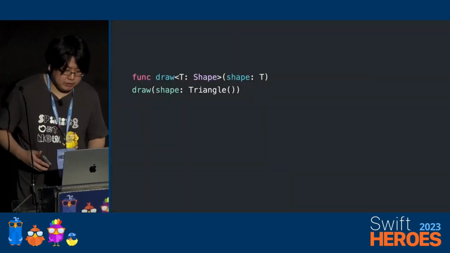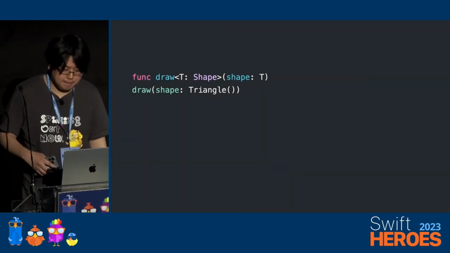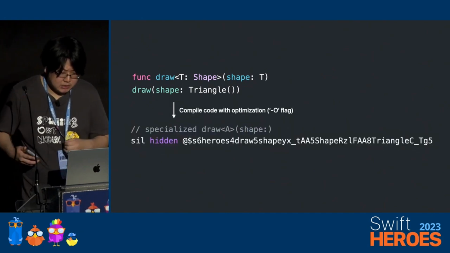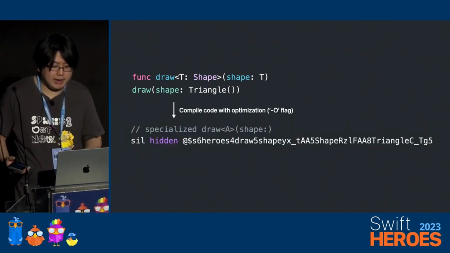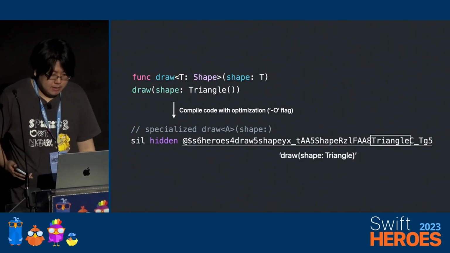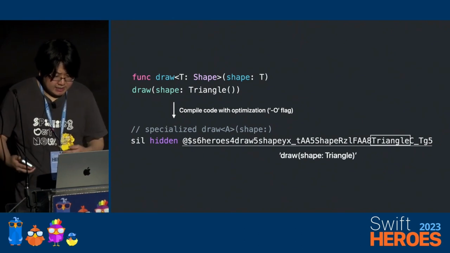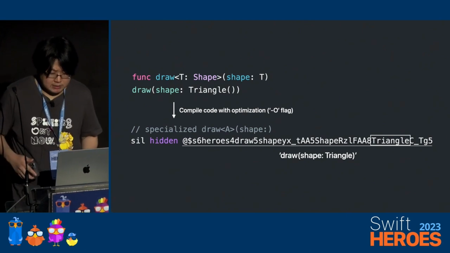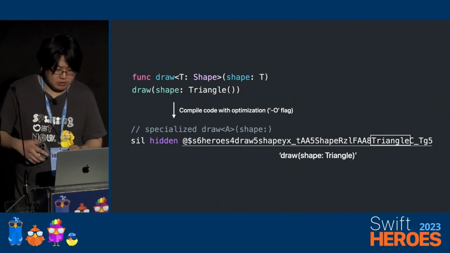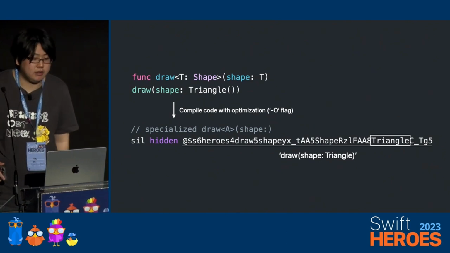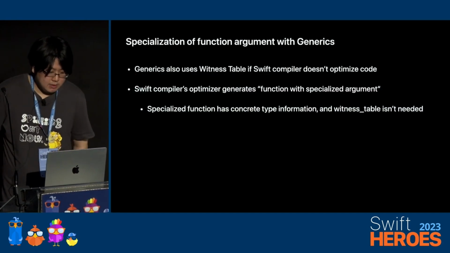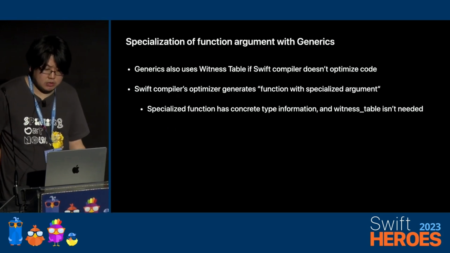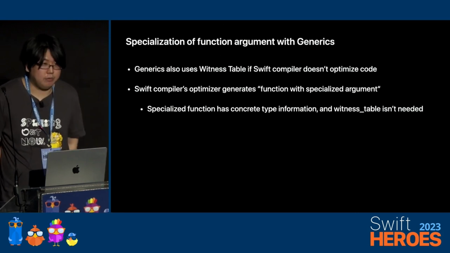Let's see the draw function with a use case by triangle object. If you compile this code with optimization flags, the specialized version is generated by the compiler. Analyzing the function symbol reveals that this draw function's argument type is fixed to triangle. Also, within this function, the witness table is not referenced, and the method dispatch is static. As you can see, the specialized function has a concrete type. This helps reduce the cost of dynamic dispatch by witness table.